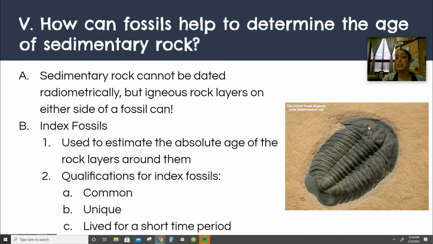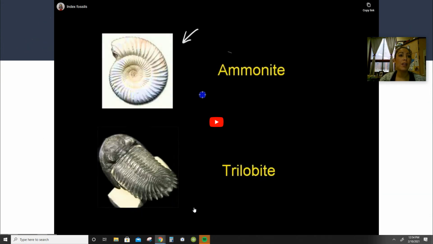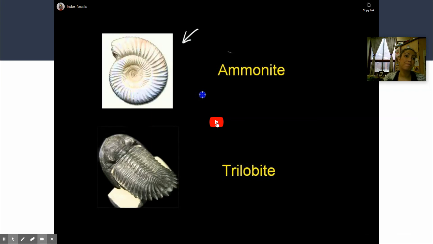If I find a rock layer that's got this fossil in it, this is a fossil of a species of trilobite, which is Ohio's state fossil. If I know this particular species of trilobite only lived 200 million years ago, then when I find a rock layer that's got that species of trilobite in it, I know that rock layer is from 200 million years ago when it lived. This is a video all about the index fossils.